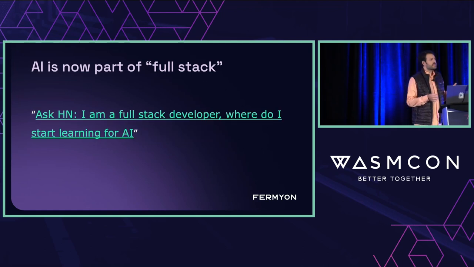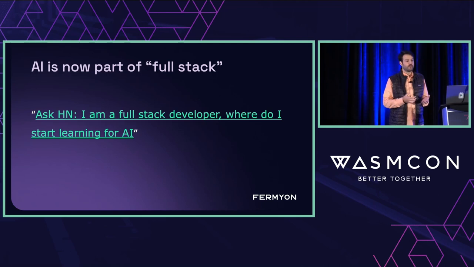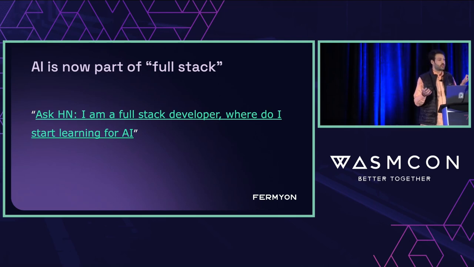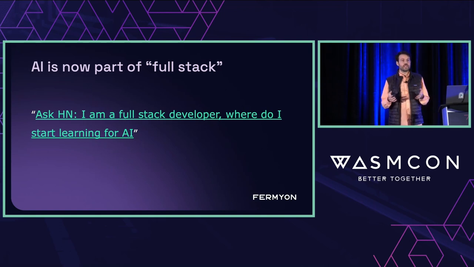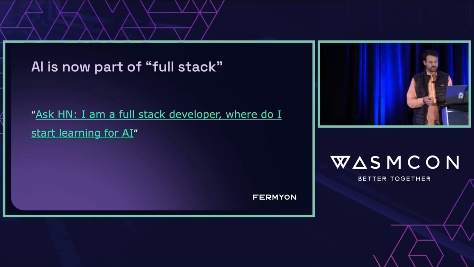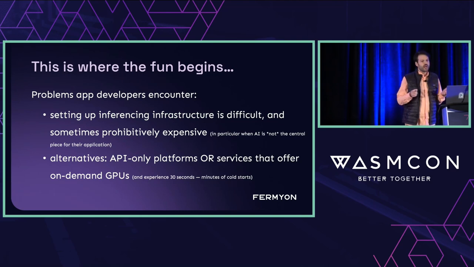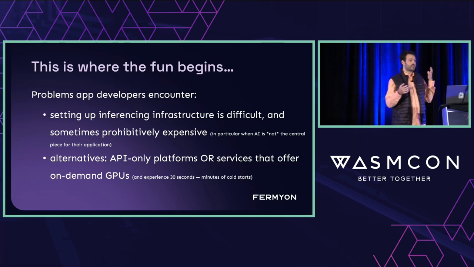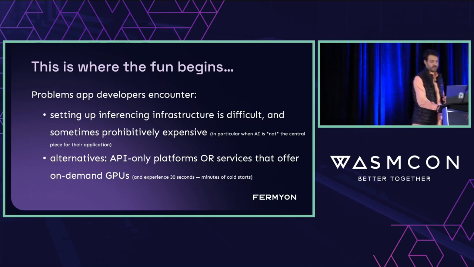And the reality is that artificial intelligence is slowly starting to trickle down into what it means to build full stack applications. And more application developers, who are non-AI experts, traditional application developers, are now tasked with integrating some artificial intelligence bits in their software. And this is where they hit one of the biggest issues for inferencing infrastructure. It's really difficult to set up this infrastructure on your own. You either have to pay for an always running GPU, which can be prohibitively expensive in most cases, or you suffer from cold starts that can take anywhere from 30 seconds to a couple of minutes in some cases.